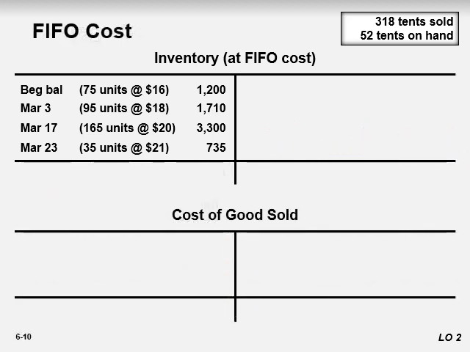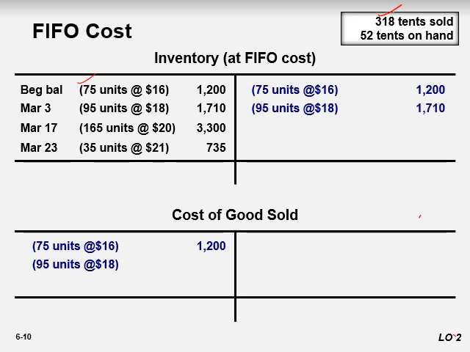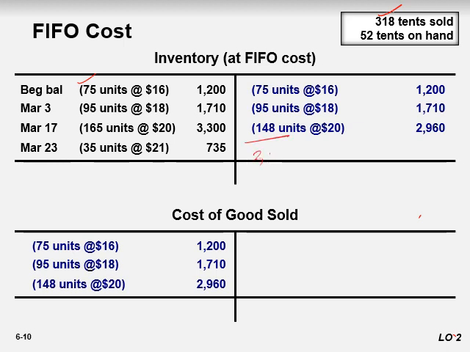Let's talk about the FIFO, first in, first out, right? How many units we sold? We sold 318. First in, first out, so the units that we purchase first will be sold first. So we have 318. This 75 will be sold at 16. We will count that, yes. And then 95, yes. And then 165. All units are sold, no, because when we add it, it will become 318, right?